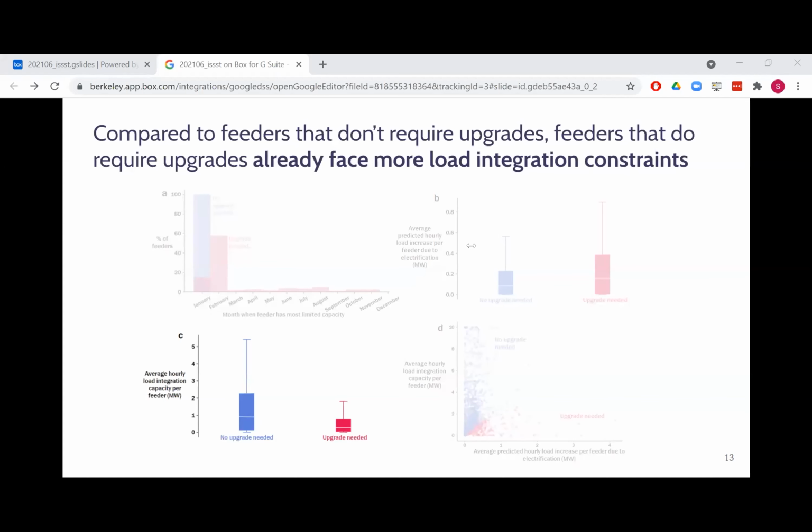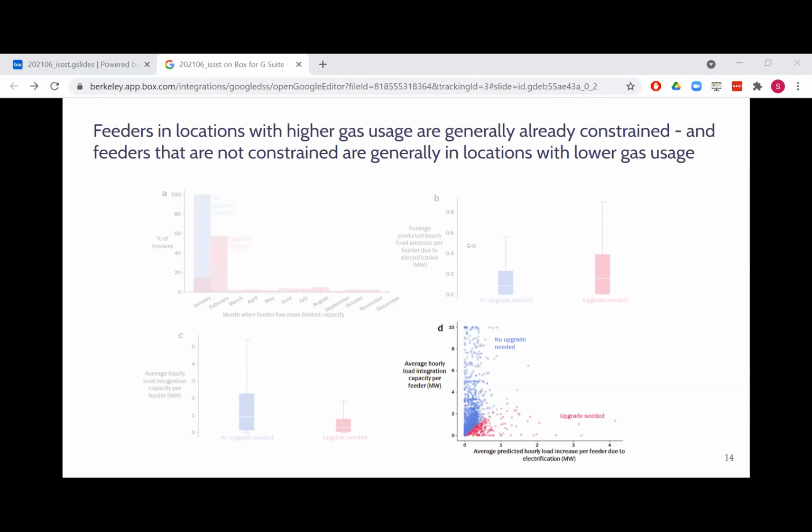And here we're looking at circuit data. The y-axis looks at how much load can be integrated into each feeder now, assuming a full electrification case. And we find that the circuits that do need upgrades, if we electrify 100% of homes, are already much more limited in terms of their average integration capacity. So they're already quite constrained. And this is a different way of representing figures B and C.